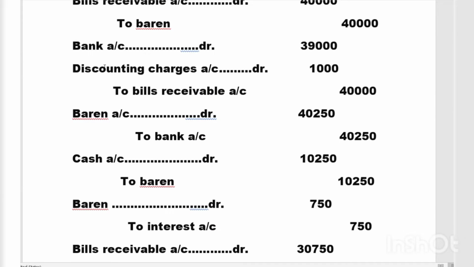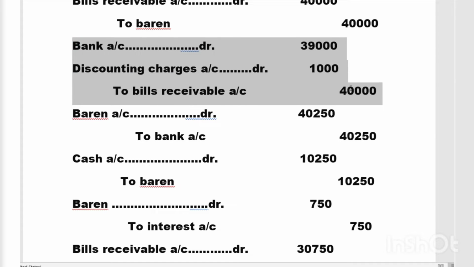So what is the entry for discounting a bill with the bank? Entry is bank account debit, discounting charges account debit to bills receivable account. Here you can have a question, from where does this 1000 rupees come? Discounting charges amount, how will you take it out? Original amount of the bill into the rate given. In this sum 10% is given, means 40,000 into 10% into the remaining time which is left till maturity date.